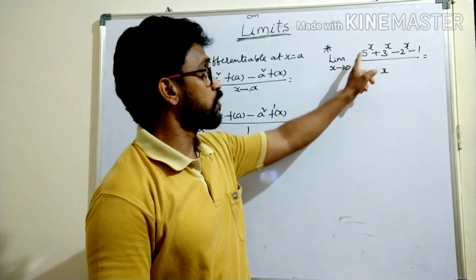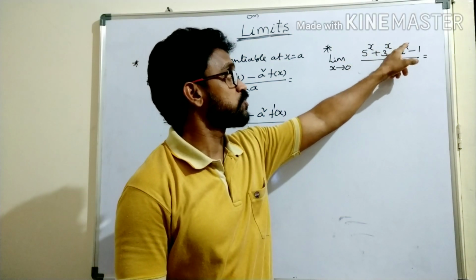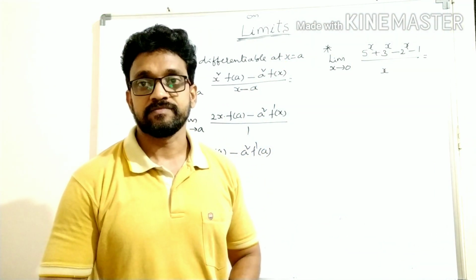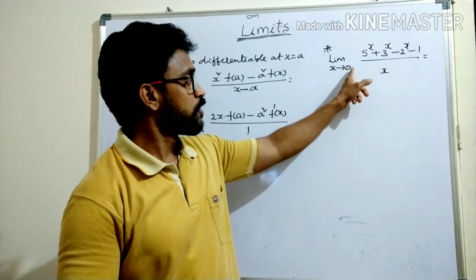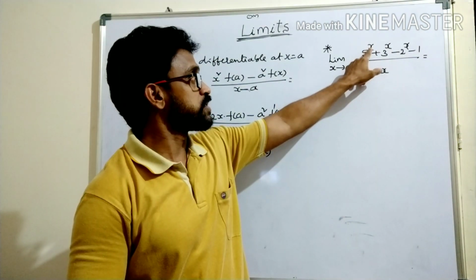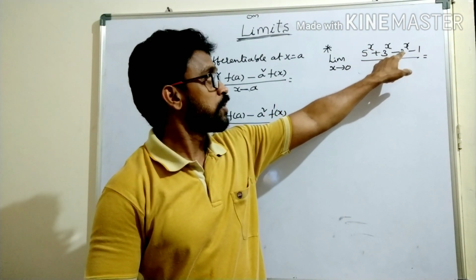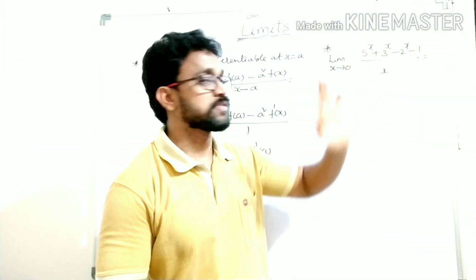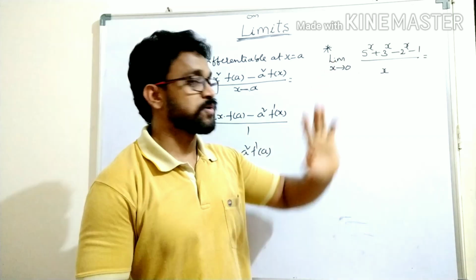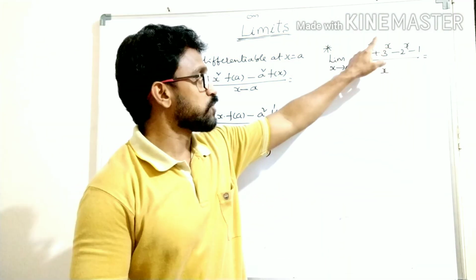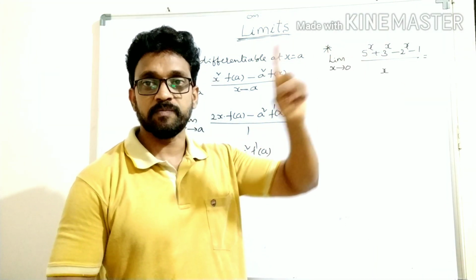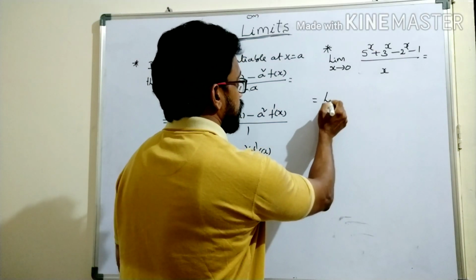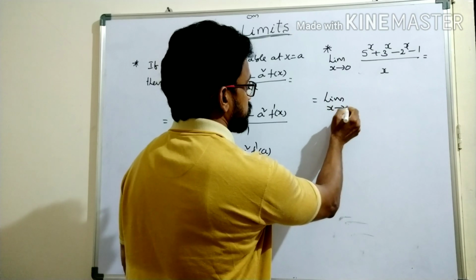Limit x tends to 0, 5 power x plus 3 power x minus 2 power x minus 1, by x, is equal to what? So, very clear here, first primary observation, 5 power 0, 3 power 0, 2 power 0 minus 1. What is happening? Very clear, all terms will cancel to 0. So, it is also 0 by 0 form. That's why we should apply L'Hospital rule. Then what is happening? Observe. Limit x tends to 0.